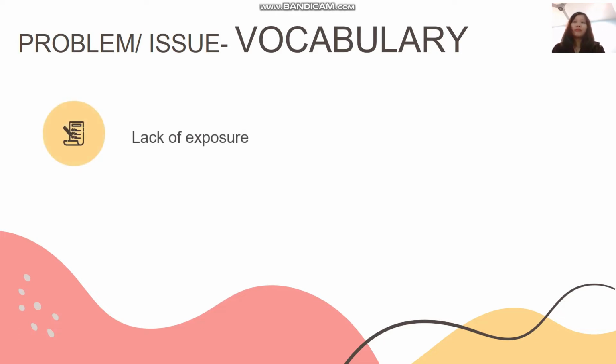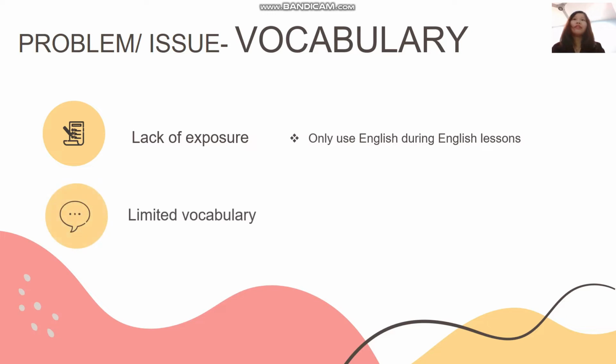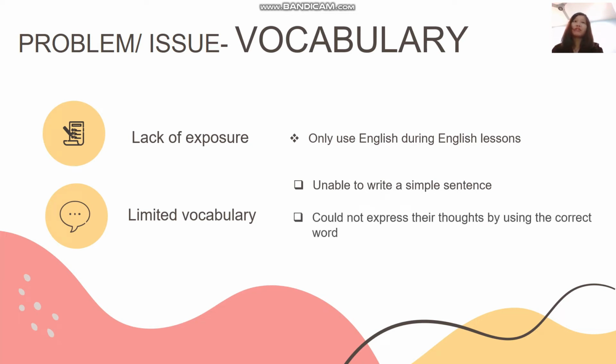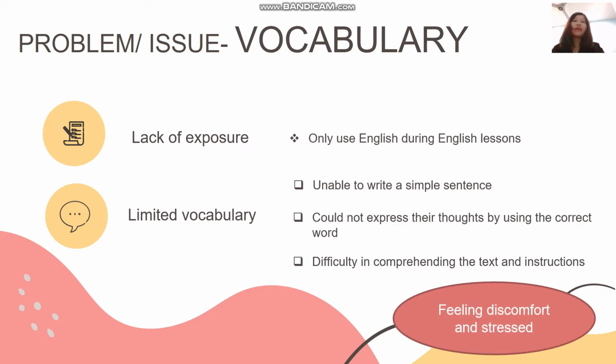The first one, most of the upper primary pupils lack exposure, where they only use English during English lessons. Another reason is they had limited vocabulary, where they're unable to write a simple sentence, could not express their thoughts by using the correct word, and also had difficulty in comprehending the text and instructions. So for this, I would like to say that having limited vocabulary had a huge impact on their language skills. Due to these reasons, I noticed that the pupils felt discomfort and stress when they are learning vocabulary in the classroom.